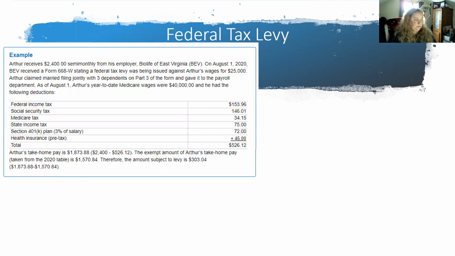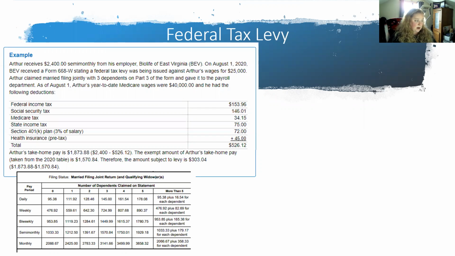His take-home pay: this is the table that the IRS puts out to show how much they get to take home, and the rest is subject to the federal tax levy. So they told us he's semi-monthly and that he's filing jointly with 3 dependents. If you look at that row in the table, that means that he gets to take home $1,570.84. So if you look at his wages, $2,400, you subtract all of his health insurance, taxes, 401k, you get $526.12 for all of those things, which gives you $1,873.88. He gets to take home, per this table, $1,570.84. Therefore, the difference of those two numbers is $303.04, and that's what they get to take for the federal tax levy.